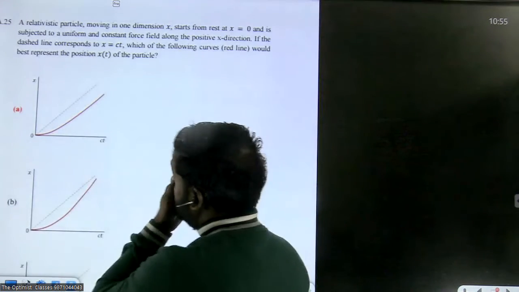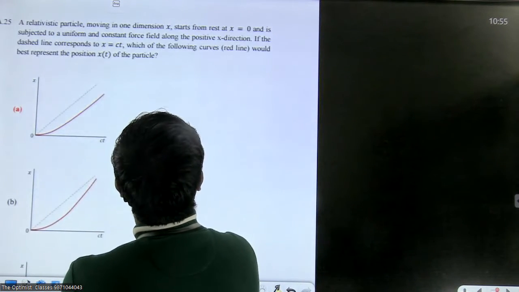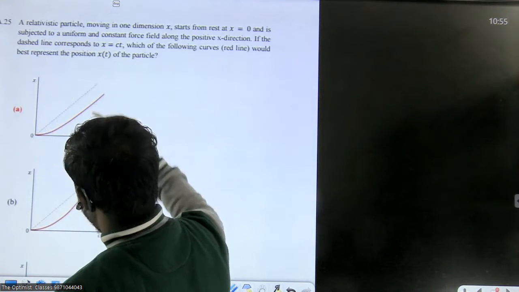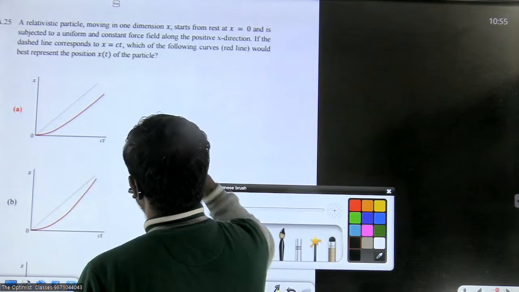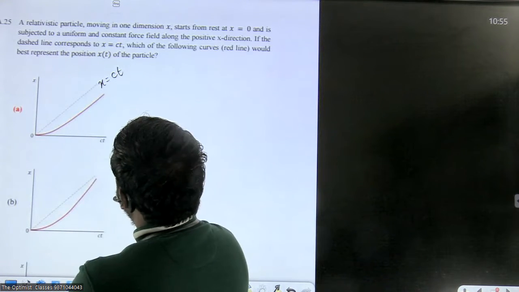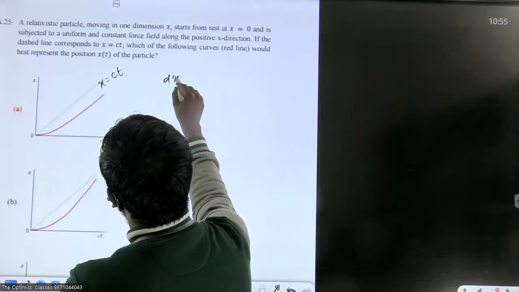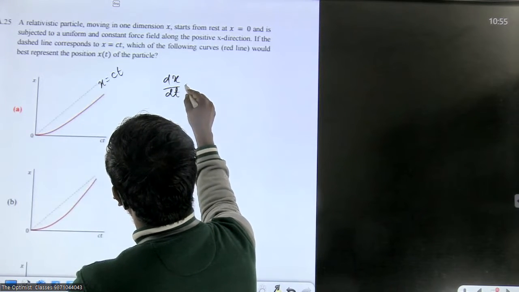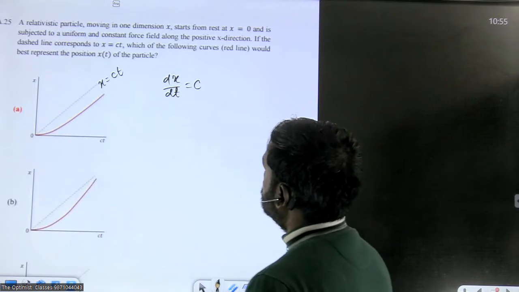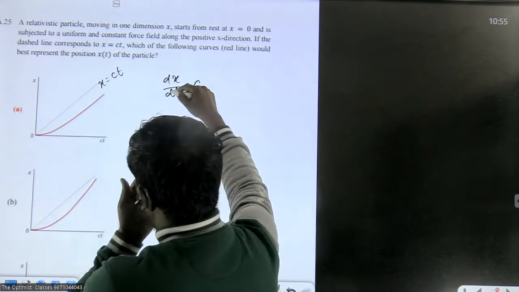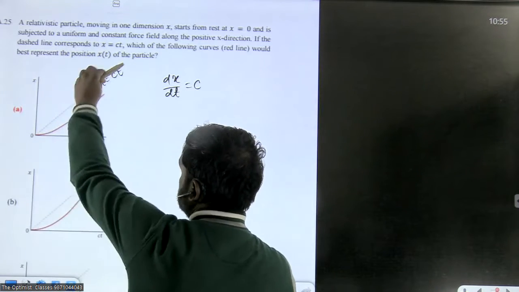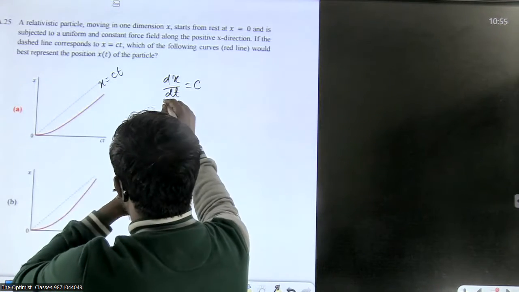See this question from relativity. It says a particle. See this line, this dotted line, this is actually the x equal to ct line. If you calculate dx by dt from this equation, you will get c. That means for this line, slope is equal to c. Slope is actually velocity, dx by dt is velocity. So basically, we can say that this line is for photon. Here velocity is equal to c.